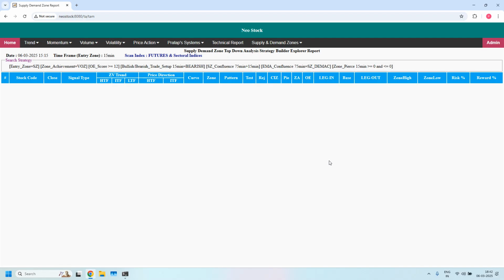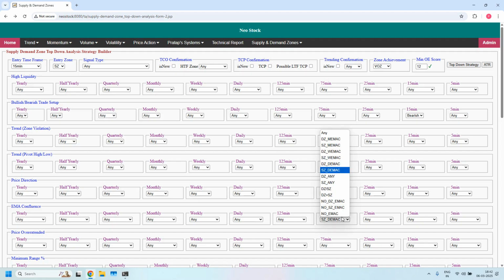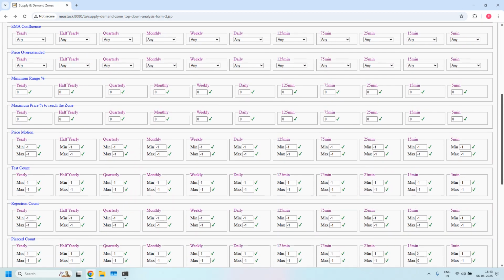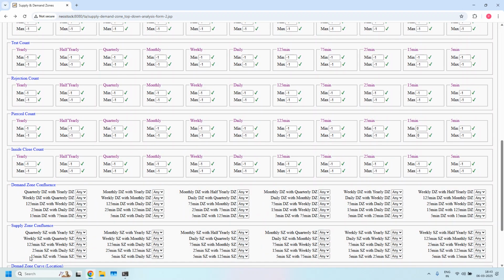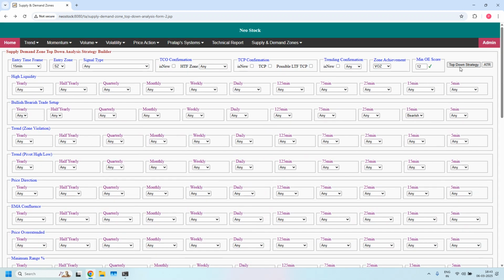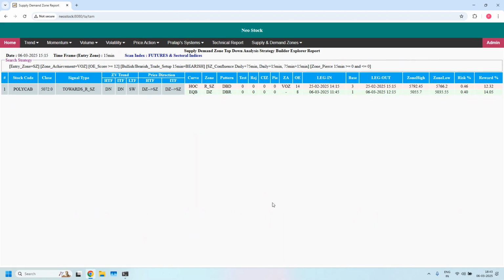Next we will look into whether both the stocks are having LTF, ITF, HTF supply zone confluence. I am removing the EMA filter. So in the supply zone confluence, the first filter is already set. Next 15-minute supply zone with daily supply zone confluence, 75-minute supply zone with daily supply zone confluence. With all the three filters, we got one stock.